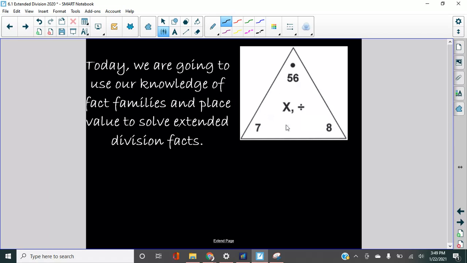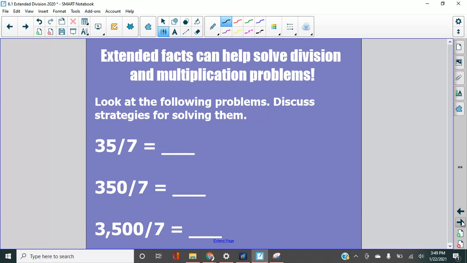You know these fact triangles, right? You can use those to show a fact family, right? 56 divided by 7 equals 8. 7 times 8 is 56, right? These are inverse operations, multiplication and division.